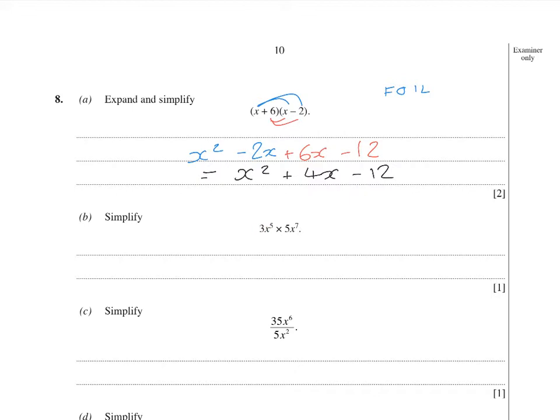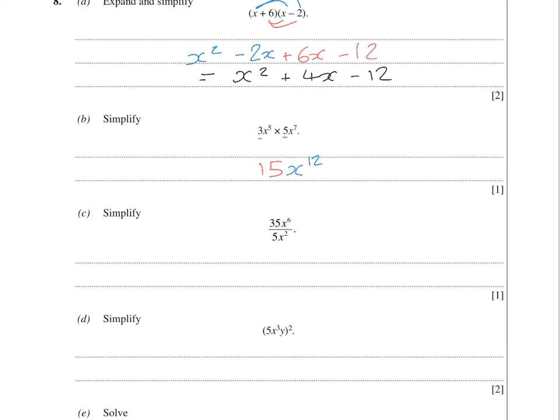Careful when you're doing this one. 3 times 5, we know what that is, 3 times 5 is 15. So I'm just going to highlight what I've done there, 15. And then x to the power of 5 times x to the power of 7. The powers actually add, so it should be x to the power of 12. This one here, it's asking me to do 35 divided by 5. So again, the numbers, 35 divided by 5 gives me 7. And when you're dividing powers, they actually subtract each other. So you get x to the power of 4.